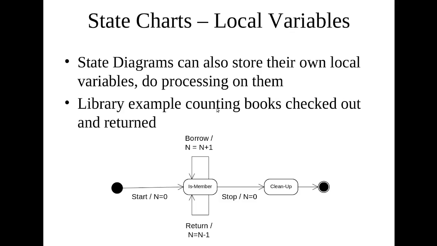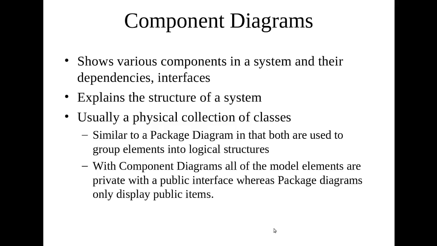Okay, so having this example, let us see some more things. If you want to store some local variables, you can do it. In a state, you can show that you have a variable n. On a particular event, if you want to increase or decrease it or perform some operation, you can show it here in the state diagram. Okay, now the next thing will be your component diagram. Before that, let me ask you if you have any confusion.